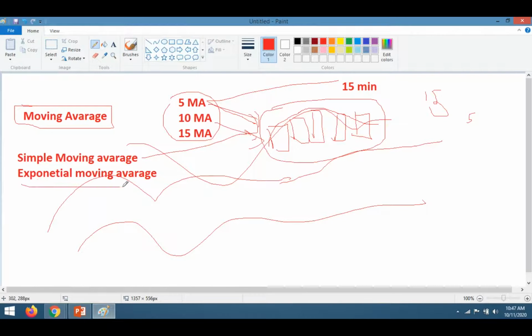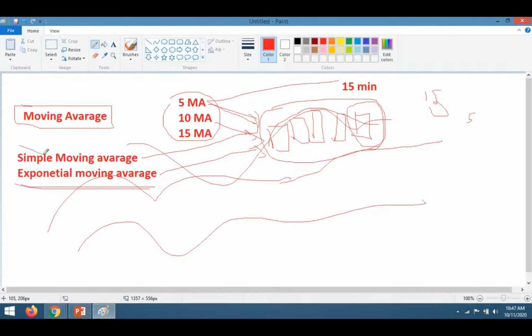And one more moving average is there, exponential. The exponential moving average gives the maximum weightage to the recent price action or recent candle. And for trading, recent price action or recent activity going on the chart is very important for intraday traders. So we always use the exponential moving average.